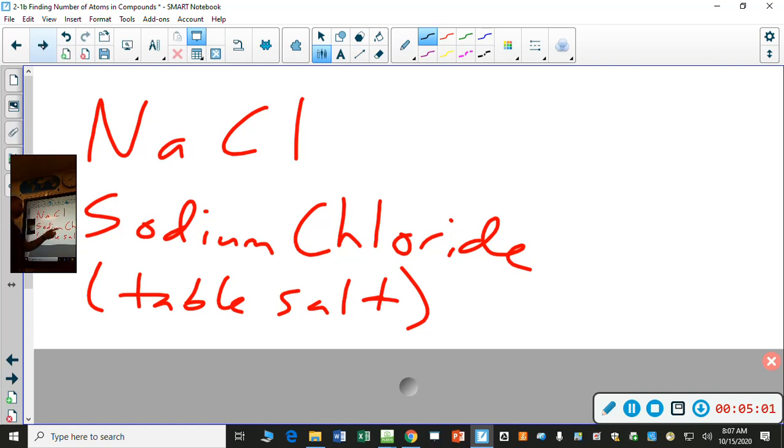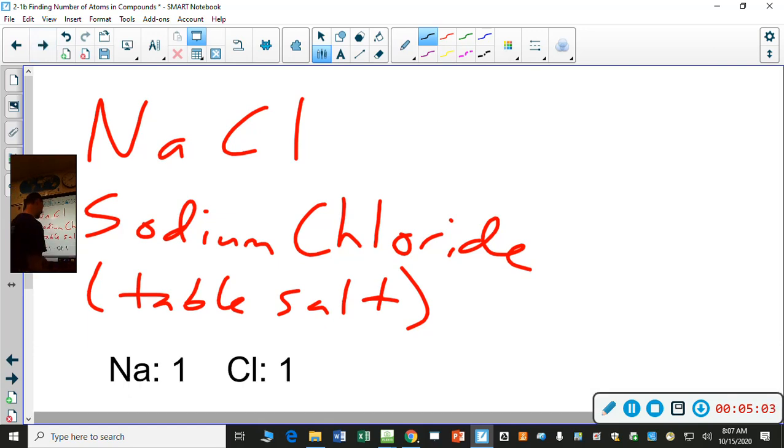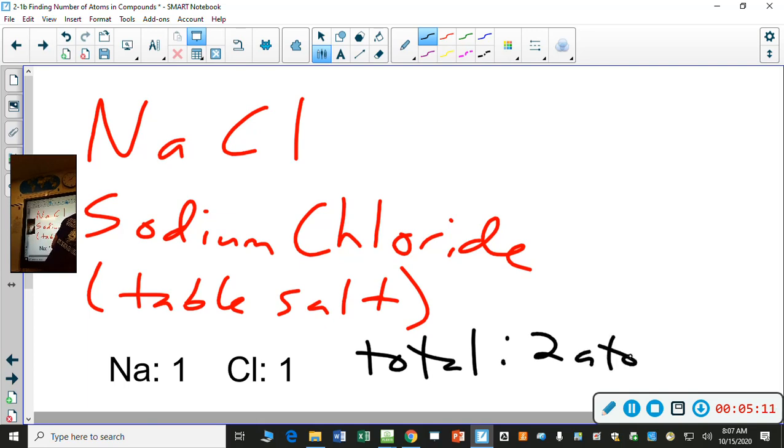So this is actually only a total of 2 atoms, because Na is 1, Cl is 1, so the total is 2 atoms on that example. I just wanted to point that one out to you, just so there's no confusion. That's how to do it. So a little bit of addition and multiplication will get the job done on this. Hopefully you get it.